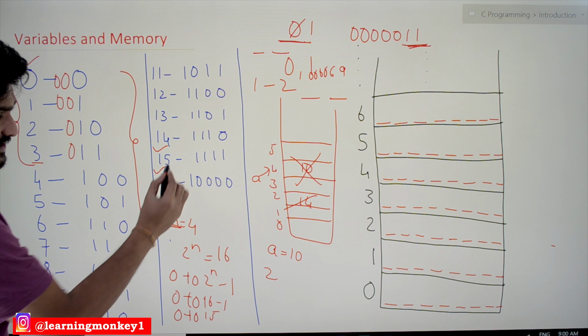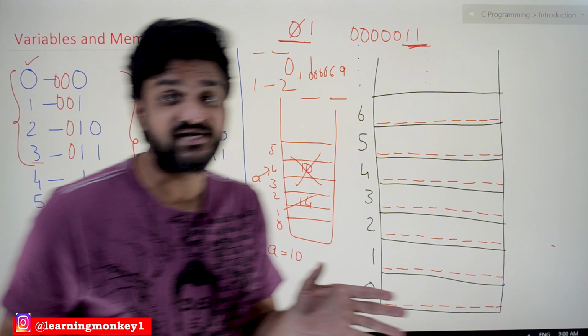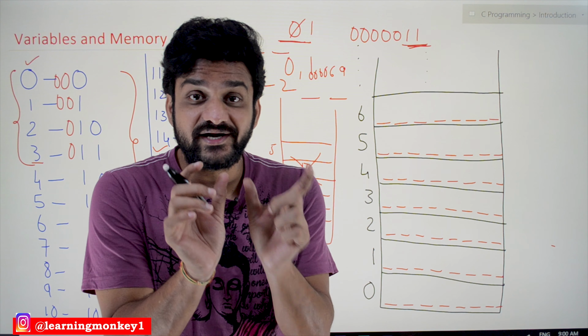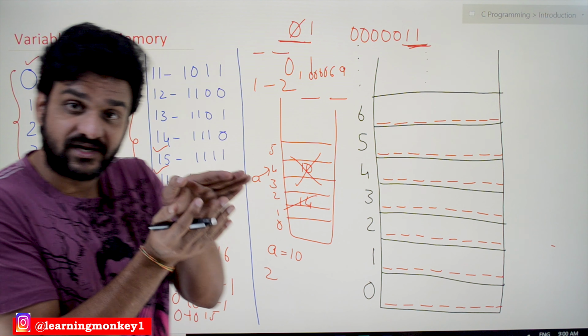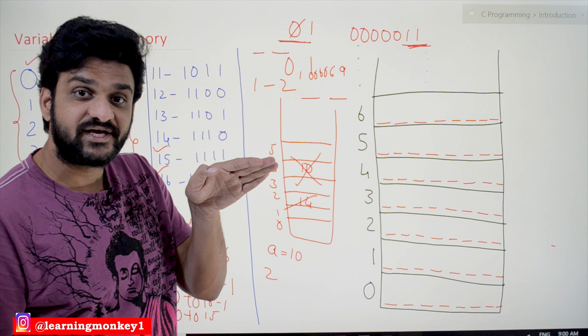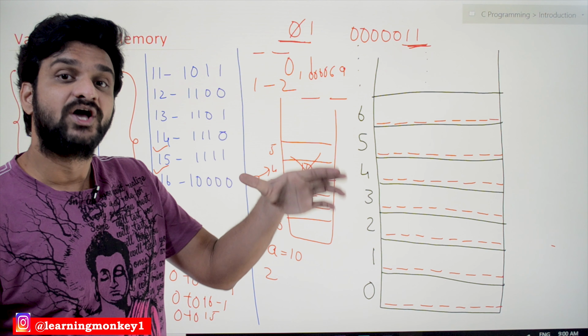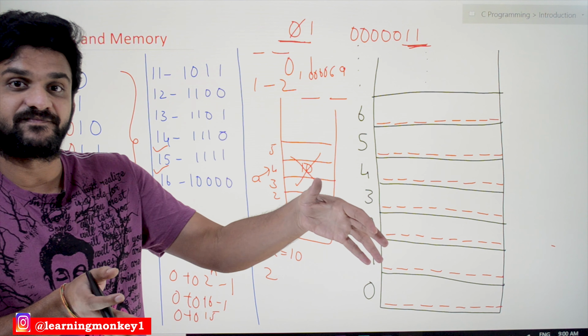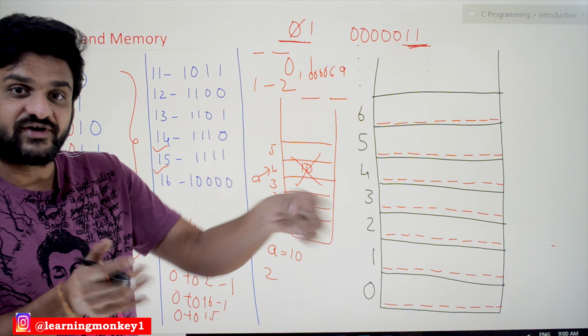If you take 16, in order to represent 16, we need 5 bits. So try to understand that logic. As the value of the decimal number increases, the number of bits used to represent it in binary will increase. That is very important to understand.